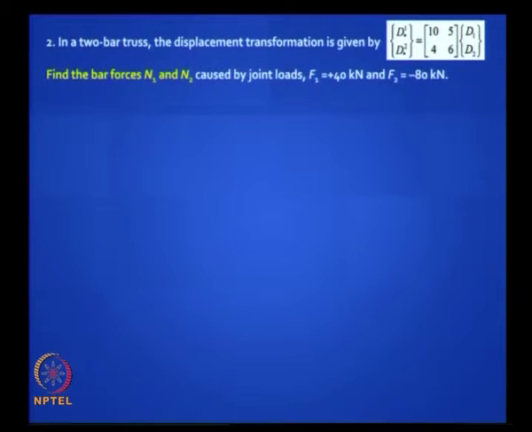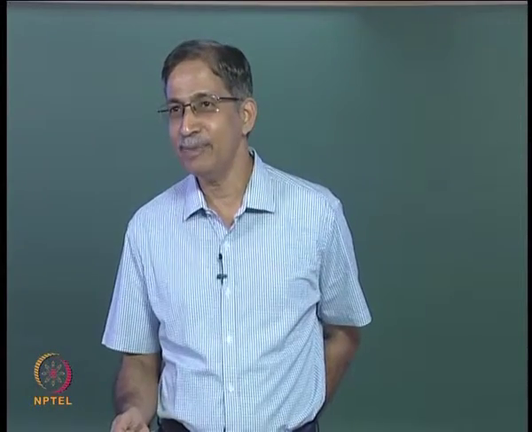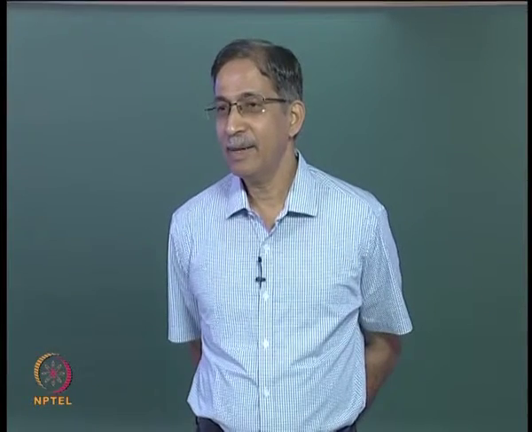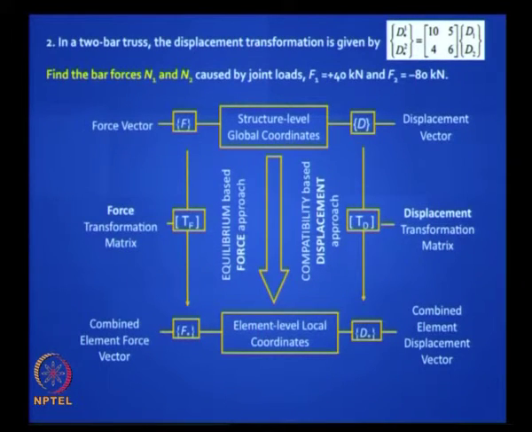Some of you tried to figure out what truss shape it could be and did all kinds of funny things, but it is actually very simple. So if you go back to basics, remember this picture. You have the structure level coordinates, you have the element level coordinates, you have TD flowing downward from D to D star, and you have TF flowing downward from F to F star. Remember, the left one corresponds to the flexibility formulation, the right one corresponds to the displacement formulation.